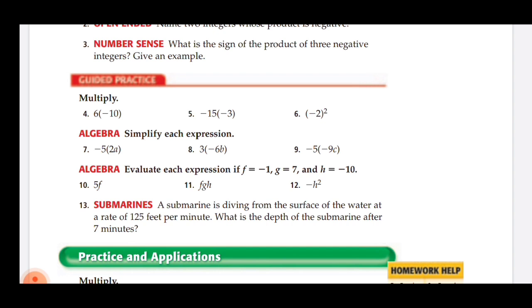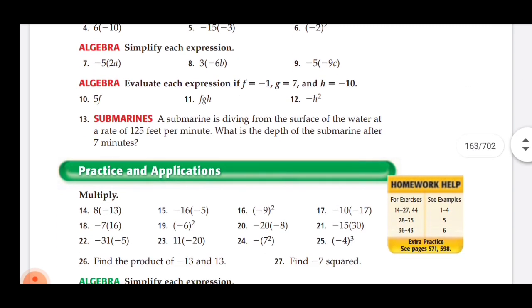Guided practice. Multiply. 4. 6 multiply -10. 5. -15 multiply -3. 6. -2 squared. Algebra. Simplify each expression. 7. -5 multiply 2a. 8. 3 multiply -6b. 9. -5 multiply -6c.